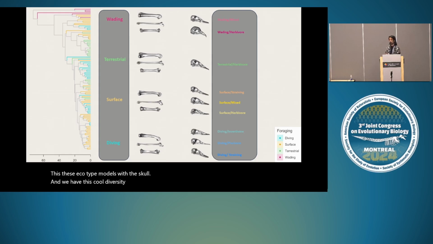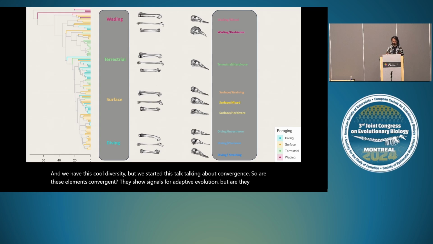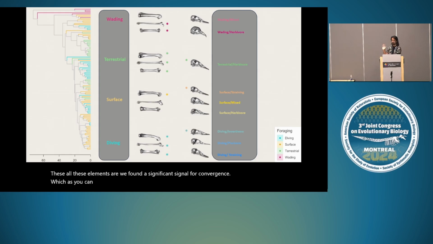But we started this talking about convergence. So are these elements convergent? They show signals for adaptive evolution, but are they convergent? Because those aren't the same thing. So using RC-based scores and all that, based on the categories, which were the best supported model for each element, we found a significant signal for convergence in all these elements, which, as you can see, is a lot. Most of the hind limb stuff seems to be convergent, and at least 3 of the skull categories are.